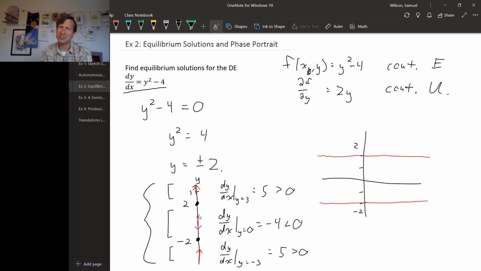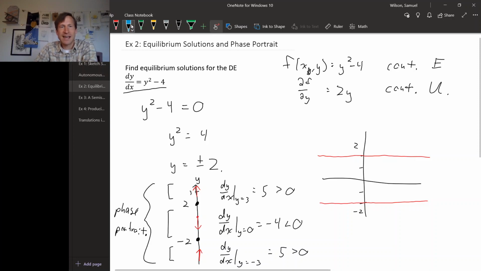Notice that we haven't actually solved to find solutions, but we know generally what the solutions are going to do, how they're going to move around the xy plane. So this picture is called a phase portrait. Or because this phase portrait happens to just be one-dimensional, sometimes it's called a phase line.